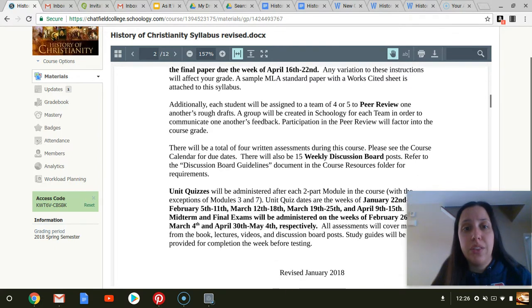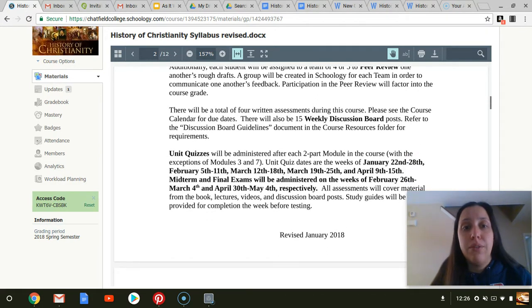And then refer to the discussion board guidelines document in the course resources for requirements. And I'll show you where that is if you haven't found it already. You will have unit quizzes after most of the units. So that's the 2-part module, with the exceptions of modules 3 and 7. Those will be your midterm and your final exam, respectively.